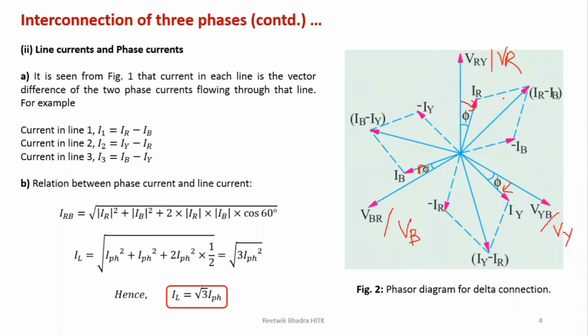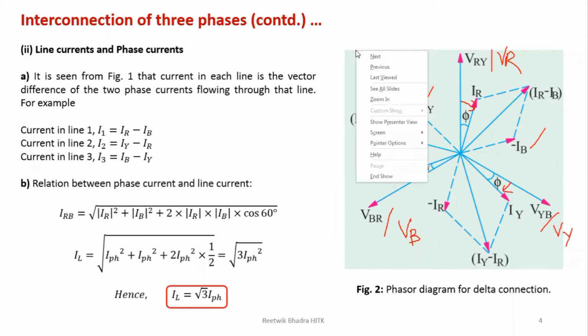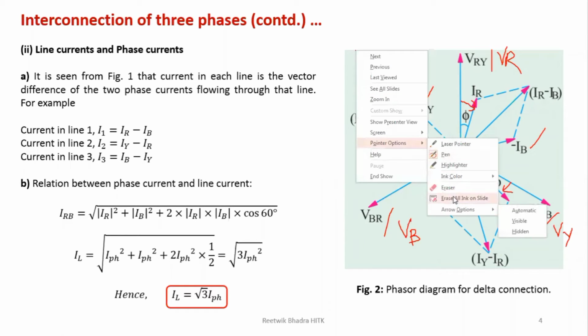Now next thing is what we did previously. Previously it was in star. What we did, we were finding VL in terms of VPH. Now we are finding IL in terms of IPH. So what we did, VR brought on the opposite side, we got minus VR. What we'll do now, IR brought on the opposite side, minus IR. IY brought on the opposite side, minus IY. IB brought on the opposite side, minus IB. So you will get all these things.